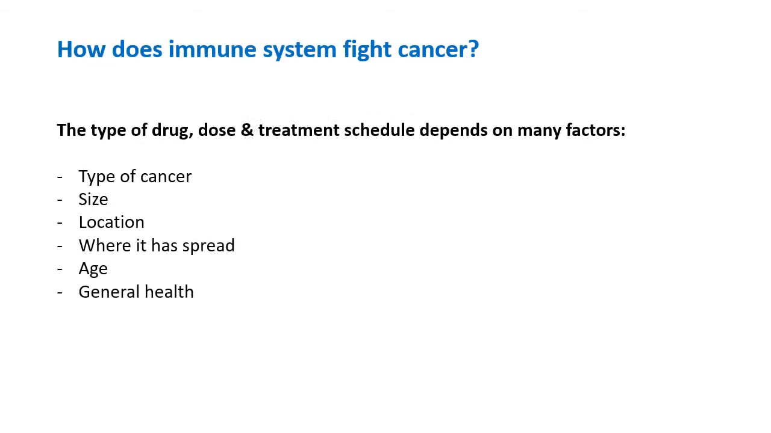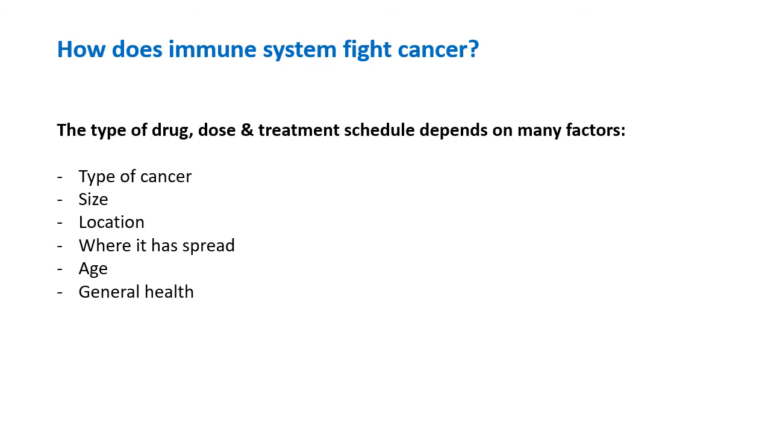Now, how does the immune system fight cancer? As we know, the immune system consists of complex processes to fight cancer. These processes involve, for example, immune cells, organs, and proteins of the immune system. Cancer can commonly get around many of the immune system's natural defenses, that means escaping from the immune response, allowing it to grow or spread.